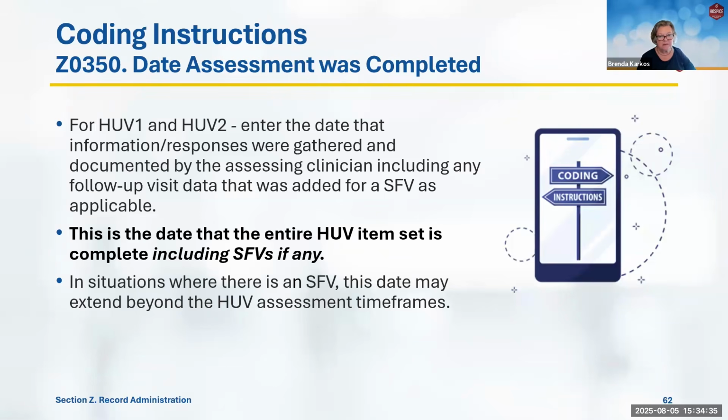So hospices have 30 days to submit their data for the HUV based on this date. In situations where there is an SFV, this date could extend beyond the HUV assessment timeframes in order to capture those 2 days that are needed for the follow-up visit. So we have a practice scenario on this item. I'll turn it back to Zinnia.